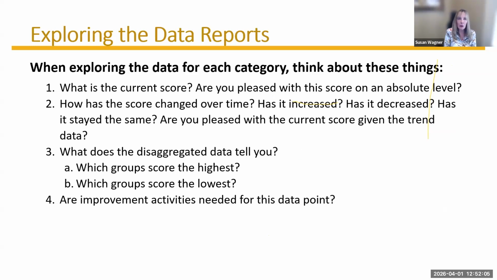So let me talk a little bit more about exploring your data reports. When you're looking at the data for a given category, think about these things. What is the current score? And are you pleased with this score? How has the score changed over time? And are you pleased with the current score given the trend? Maybe your score is not as high as you'd like, but the trend is upward, and that's encouraging. What does your disaggregated data tell you? Which groups score the highest, which score the lowest? And lastly, are improvement activities needed for this data point?